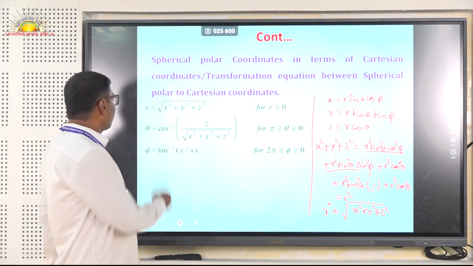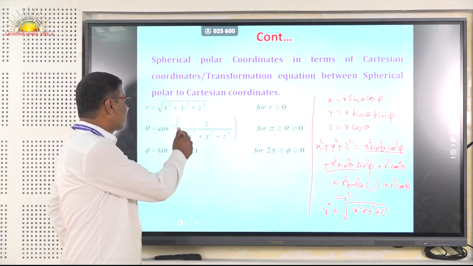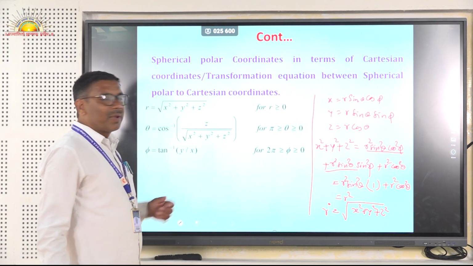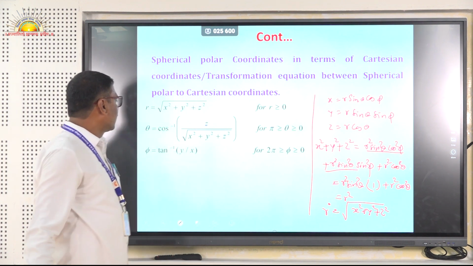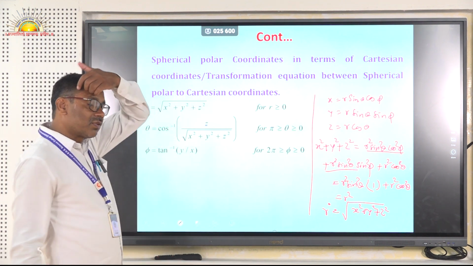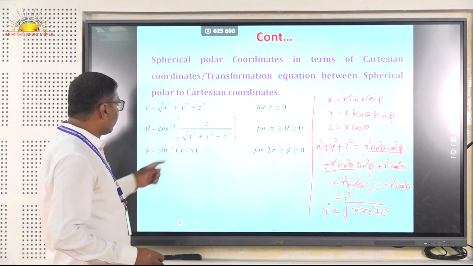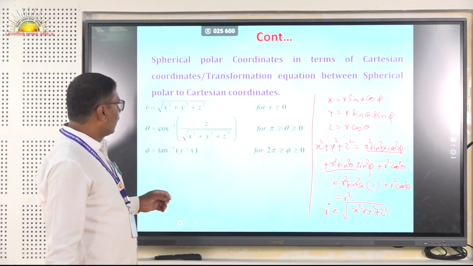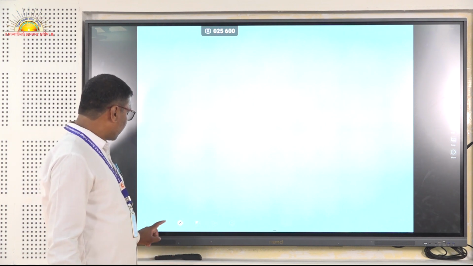So those are the transformations. Then theta: z is its adjacent side, so cos theta is equal to z divided by r, and r is this. In this way we can get the relations. Theta is in terms of Cartesian coordinates x, y, z, and phi is equal to tan inverse of y by x. Okay, so in this way we can write the transformation equations between Cartesian coordinates and spherical polar coordinates.